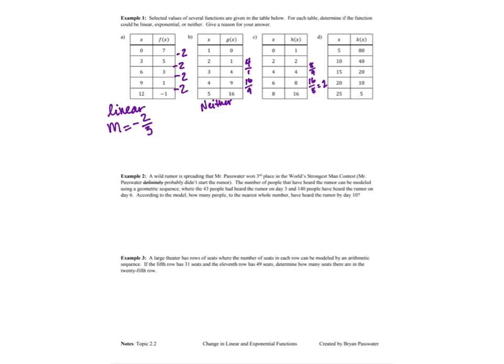8 over 4. 2. 2 over 1. Also 2. So I have the same ratio every time. The ratio is 2. That means my numbers are increasing. They are doubling. Can you tell? Okay, so because the ratio is 2, what could we say about the sequence? It is geometric.